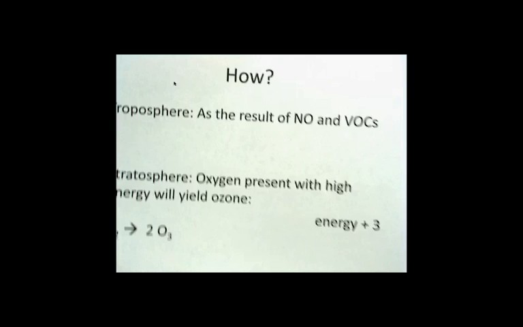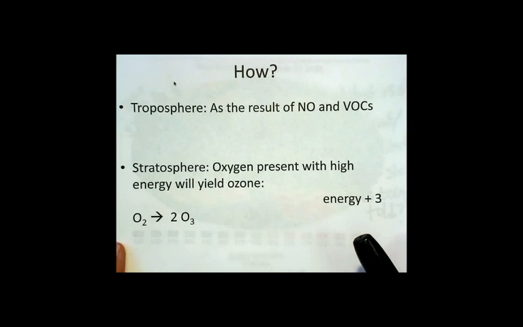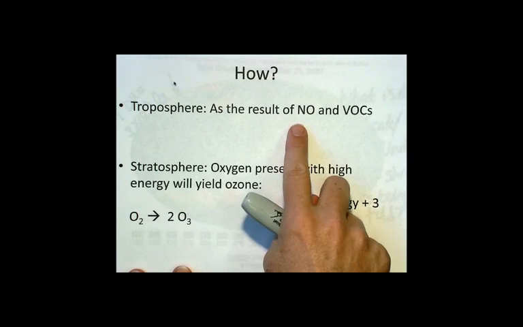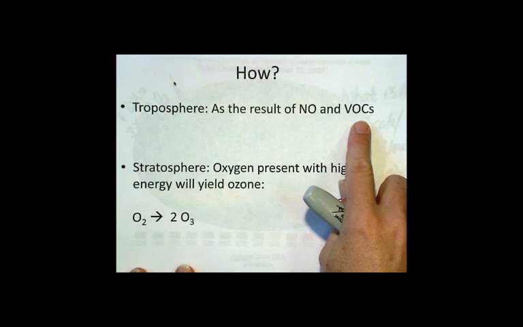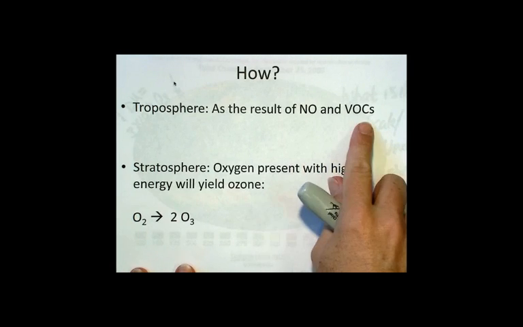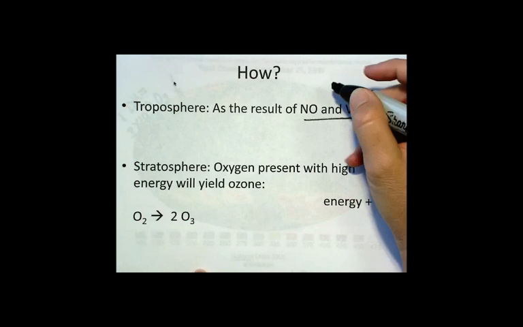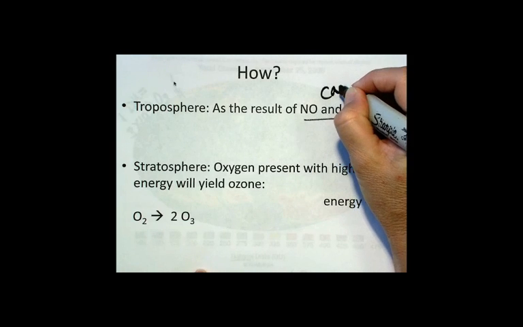How does the ozone get there? Well, we already talked about how the ozone gets in the troposphere. The ozone gets in the troposphere from human pollution. It's the result of the production of the primary pollutants, nitric oxide and volatile organic compounds. The nitric oxide and the volatile organic compounds come from the cars, right?